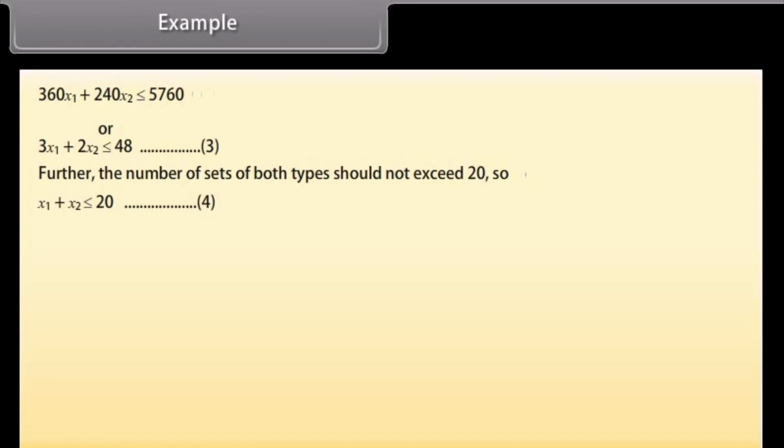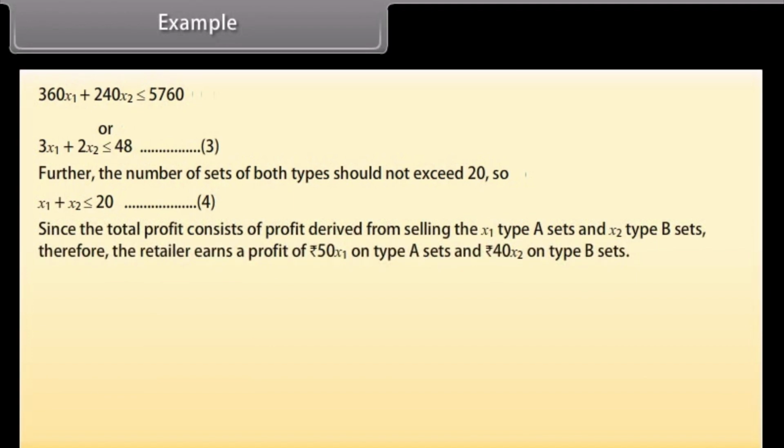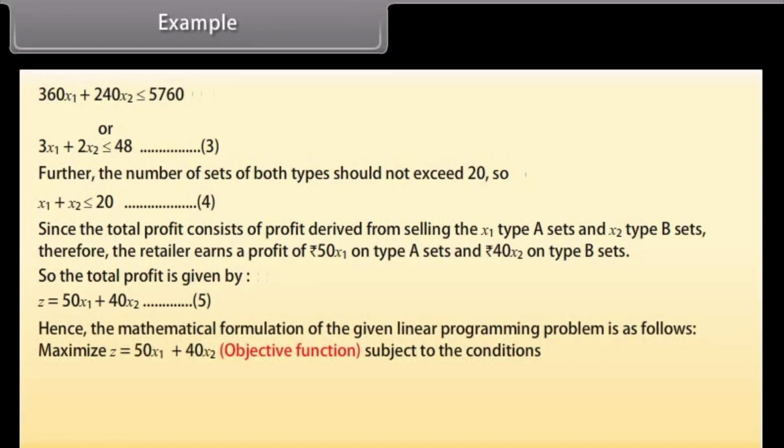Mark it as 4. Since the total profit consists of profit derived from selling the x1 type A sets and x2 type B sets, the retailer earns the profit of Rs 50 x1 on type A sets and Rs 40 x2 on type B sets. So the total profit is given by Z equals 50 x1 plus 40 x2. Mark it as 5. Hence, the mathematical formulation of the given linear programming problem is as follows.